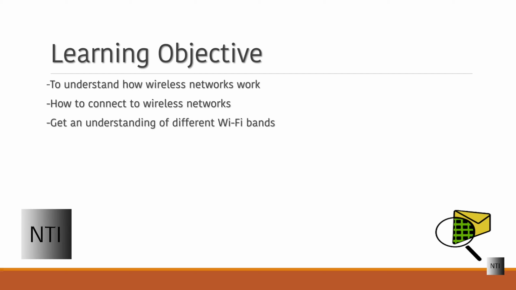So the learning objective. We need to understand how wireless networks work. We need to know how to connect wireless networks together. And we also need to get an understanding of different Wi-Fi bands, or wireless bands. So things like 2.4 gigahertz and 5 gigahertz. So the radio waves, basically.